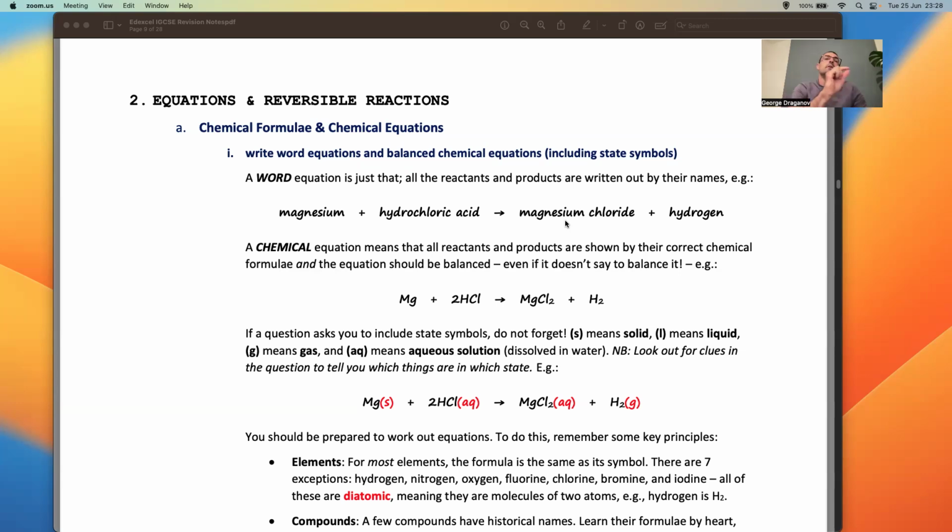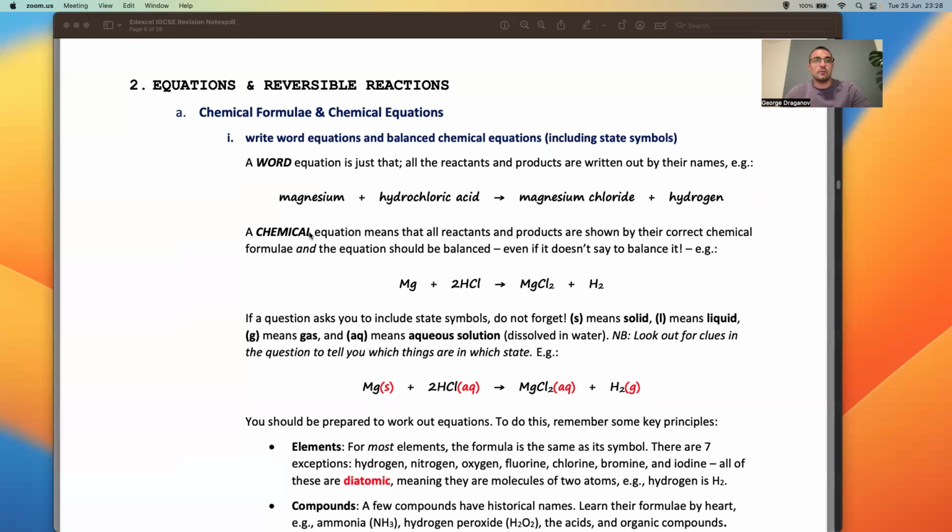Now, if they say they want a chemical equation, then you have to use the proper symbols. So magnesium is a metal, so it exists on its own as Mg. Hydrochloric acid is HCl. Magnesium chloride, you will look at when you do ionic formulae. So it's MgCl2. And hydrogen is a gas and is diatomic, so it's H2. There's a 2 here in order to balance it. I will go over balancing later. But this is called a chemical equation.